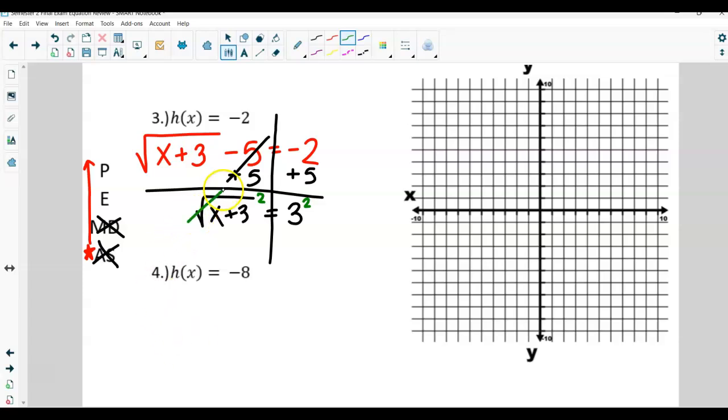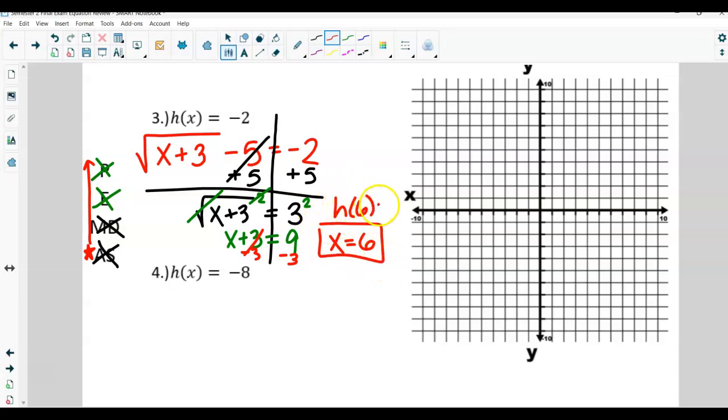Now on the left side, that squared and square root cancel, freeing up the x plus 3. On the right side now, we have to calculate 3 squared. Remember, that's 3 times 3 to be 9. And now we've done our exponents. There's no parentheses, so now we just do our last step of minus 3, and we get that x equals 6. In function notation, h of 6 equals -2.